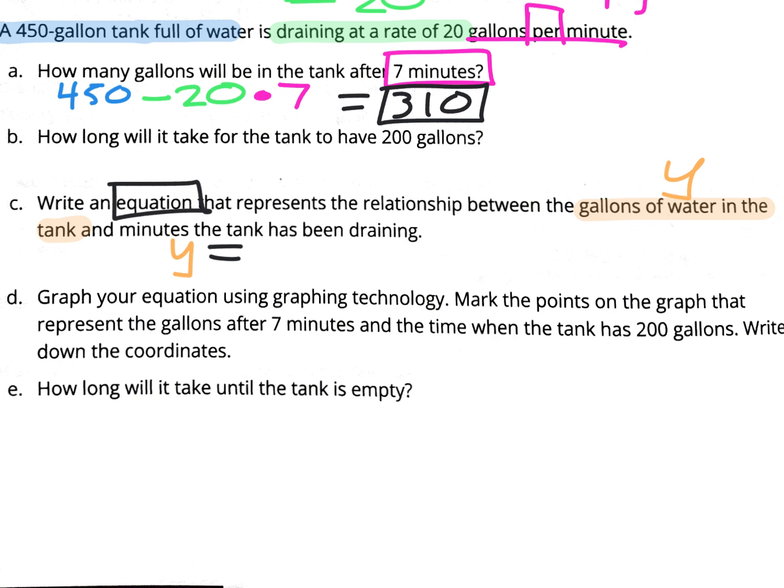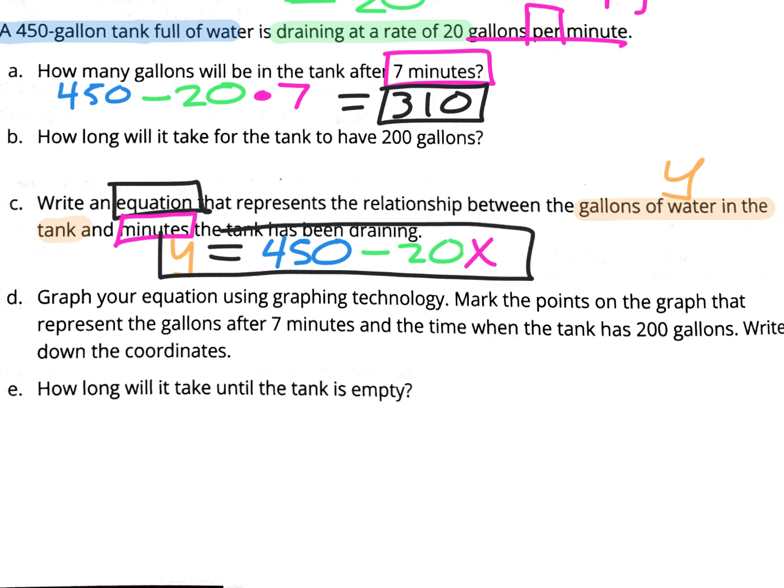It's equal to, what is it equal to? Well, it's equal to that 450 that we started with minus 20 times the number of minutes. Well, this time we don't know how many minutes. So what do we do when we don't know how many? We use a variable. And I am going to use the variable x. So the equation that is represented here is y equals 450 minus 20x.